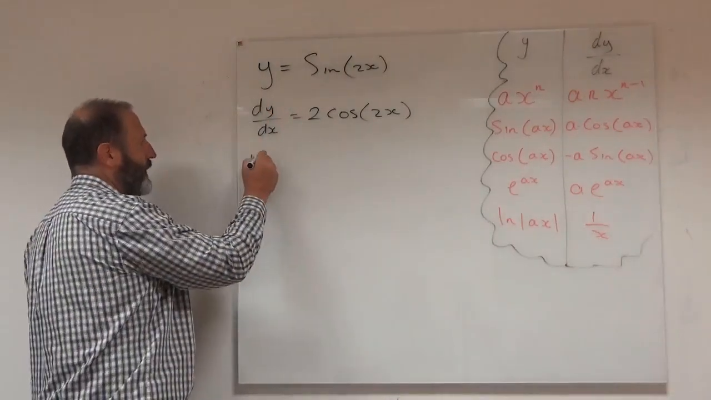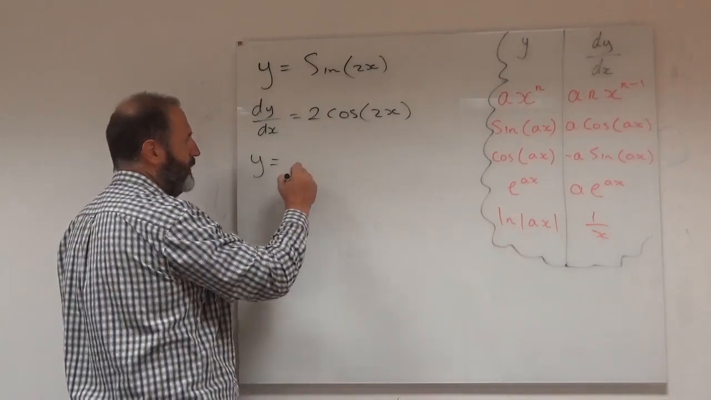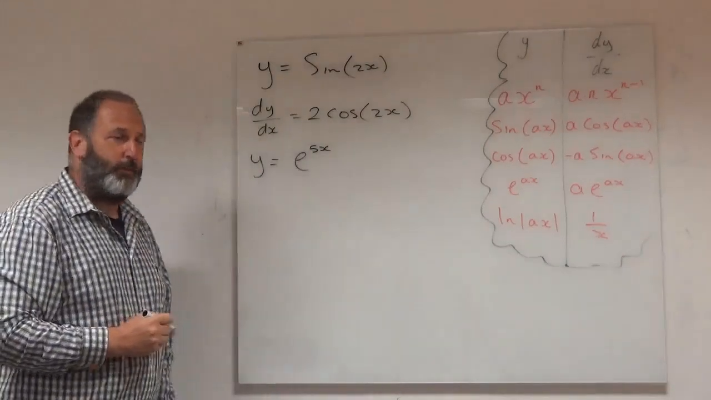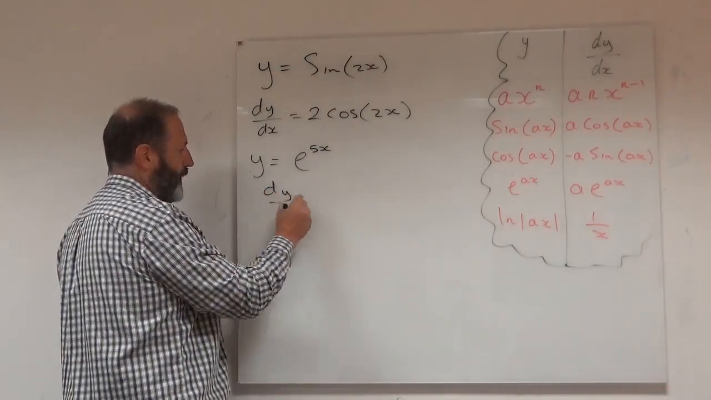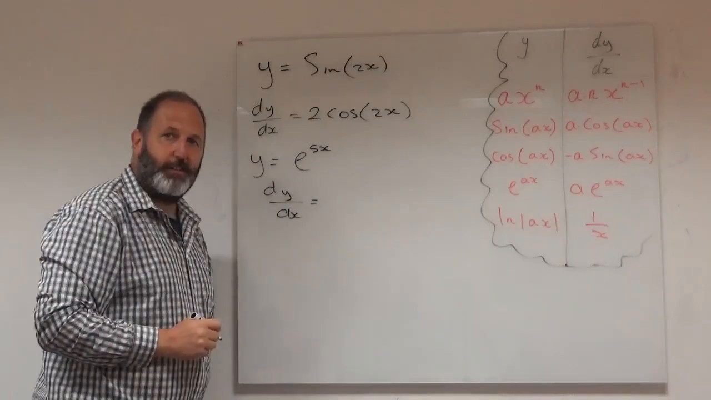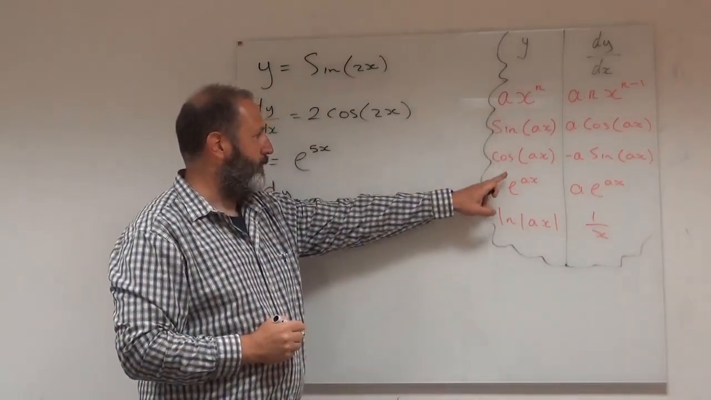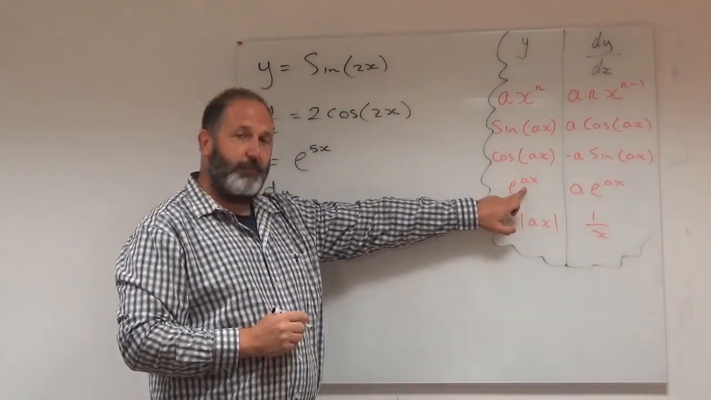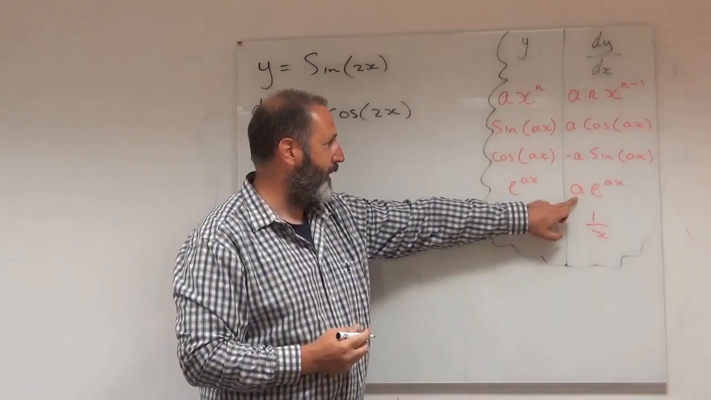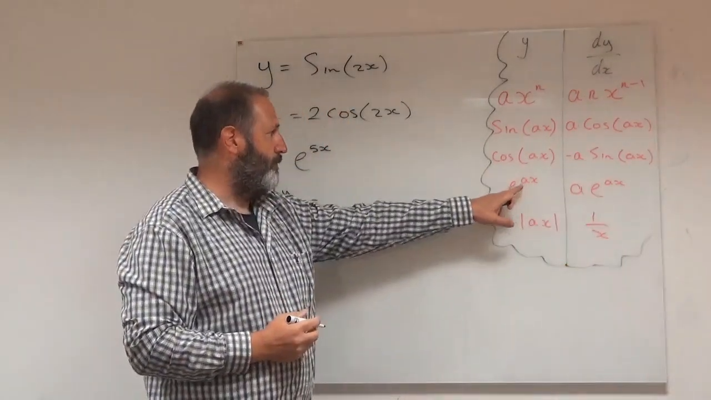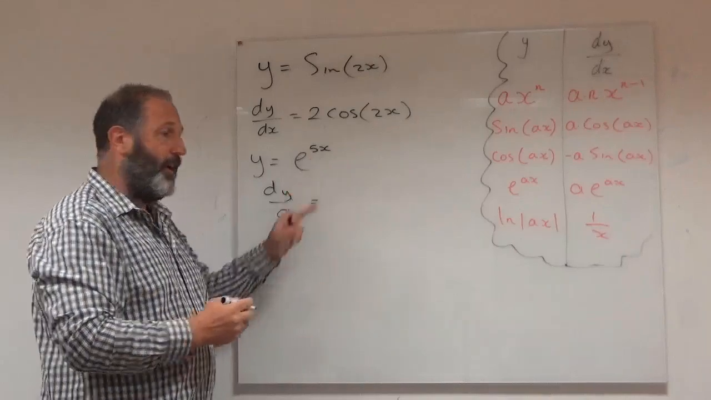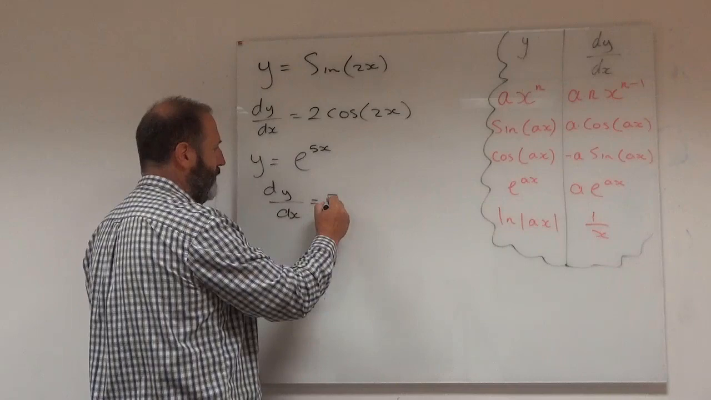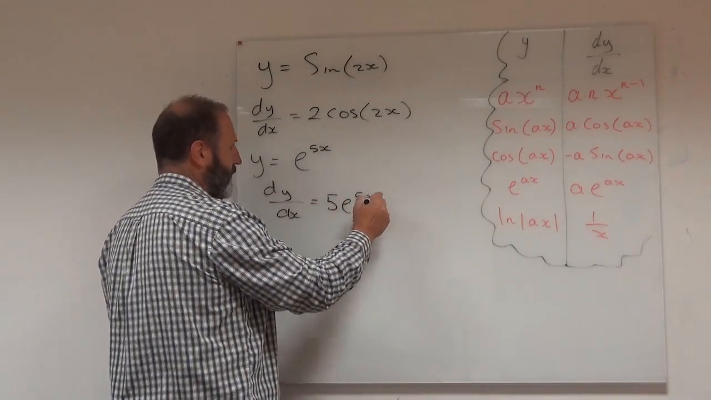Let's try another example. Let's have y equals, what shall we say, e to the 5x. I want to differentiate that, so I want to find dy dx. Again, I read down my table until I see something similar to my function, and I see e to the ax. If I differentiate e to the ax, I have a e to the ax. In my example, a would be 5. So if I read across, I replace all the a's with 5. So we have 5 e to the 5x.